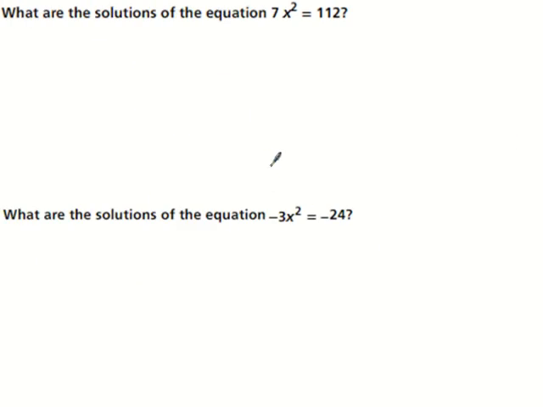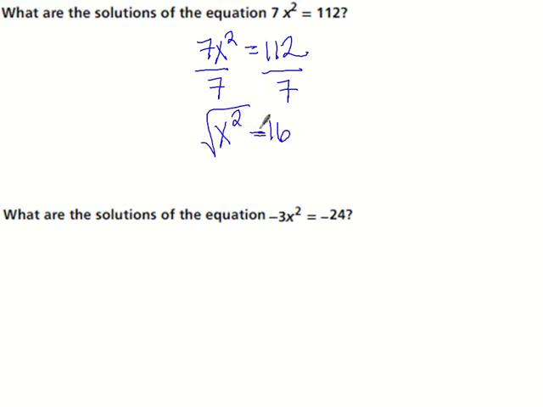So it says, what are the solutions of the equation 7x squared equals 112? We will solve these just like we do equations. I'm just going to rewrite it down here. I'm going to divide by 7 first because division, in inverse operations, actually comes first and exponents come second. This is where my calculator comes in handy. I divide 112 by 7, and we get 16. So I get x squared equals 16.